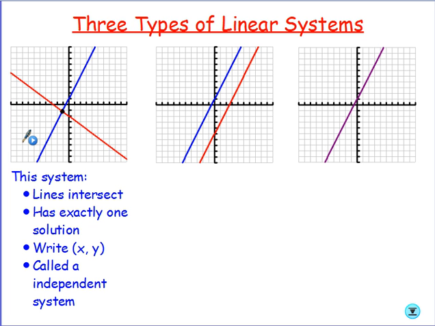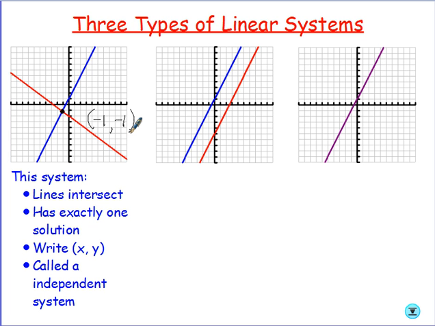So for instance, in this example, for the black point, I am going left 1 and down 1. So it would be -1, -1. That would be your solution to this system. This is also referred to as an independent system. This is the most common problem you're going to be seeing in today's notes and in your homework.